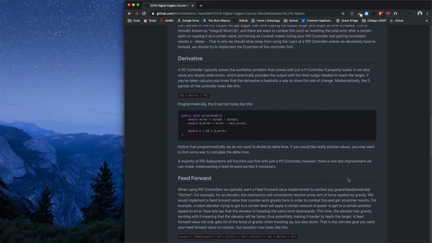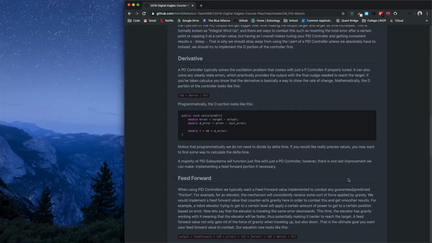So a majority of PID subsystems will function just fine with the PD controller. However, there's actually one last improvement that we can make that's not as obvious because there's no acronym in the PID. Anyways, it's the feed forward. And so when using PID controllers, we typically want a feed forward value implemented to combat any guaranteed or at least predicted friction. Now, we can apply this in terms of like the elevator.